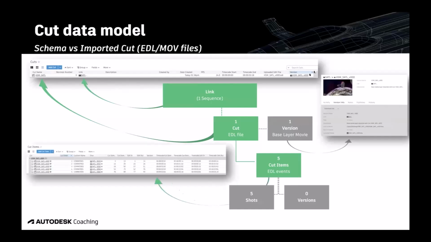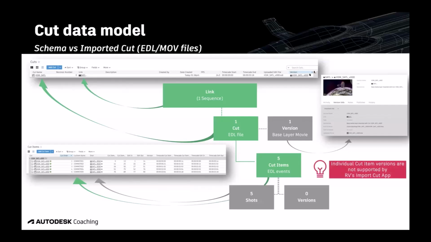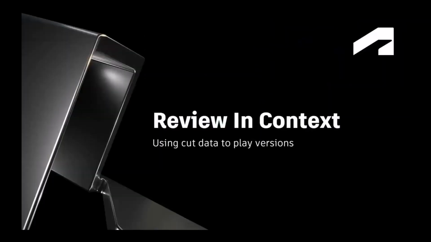5 cut items, 1 per EDL event, and 5 shots. Note that we don't have any versions for the individual cut items or shots since the Import Cut tool can only import the cut's base layer movie and not the individual clips. These versions will need to be submitted to Flow Production Tracking separately.